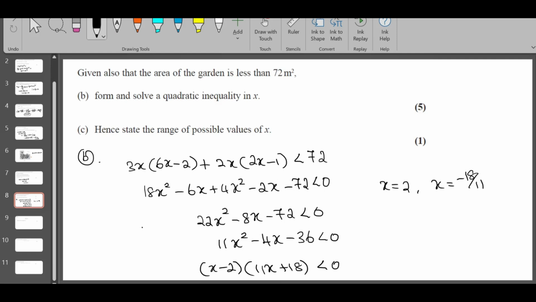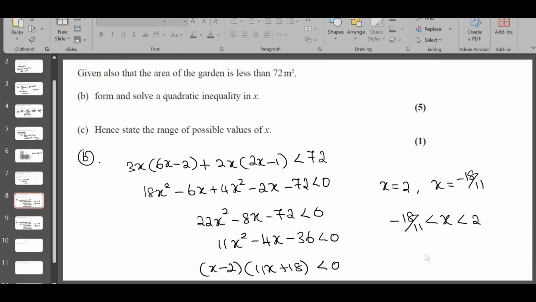That's not the final solution because we are talking about the inequality here. So when you draw a little diagram, this is minus 18 over 11, this is 2. When they say less than 0, they are talking about the graph that lies below the x-axis. So the corresponding values of x are minus 18 over 11 to 2. Therefore the solution here is minus 18 over 11 is less than x is less than 2. So what we got here is a solution to B actually, not for C. C now it says state the range of possible values of x.